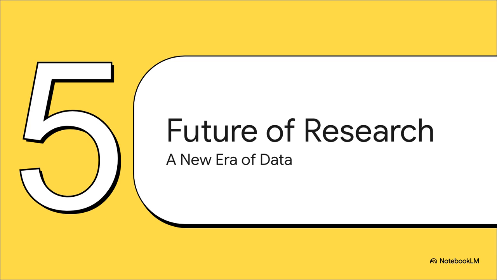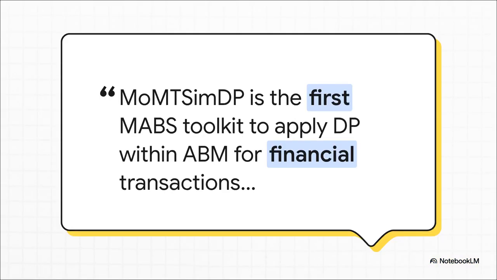So, what does this all mean when you put it together? Well, it means we are entering a brand new era for research. This isn't just some academic exercise. It's a powerful new tool with absolutely massive implications for the future. And as the authors themselves put it, this is a first. They're the first team to successfully combine multi-agent-based simulation, that's the MABS part, with differential privacy for financial data. They've essentially created the blueprint for how to do this kind of work safely and effectively.